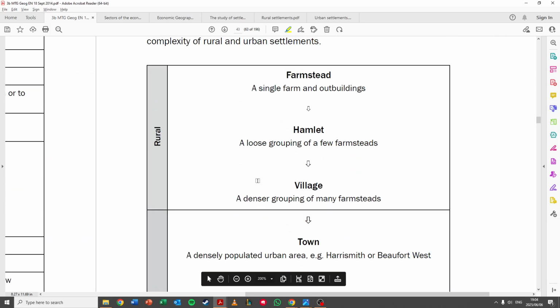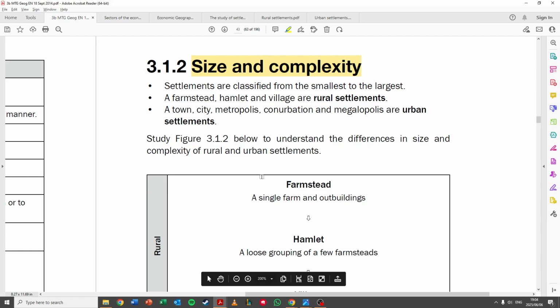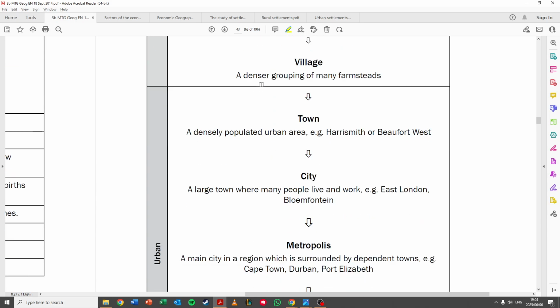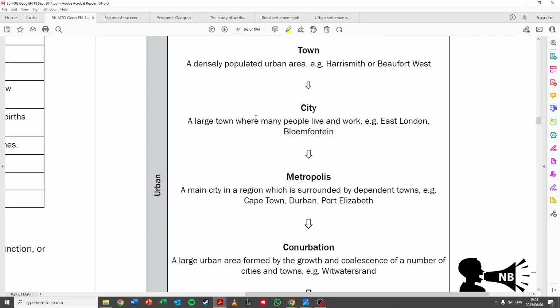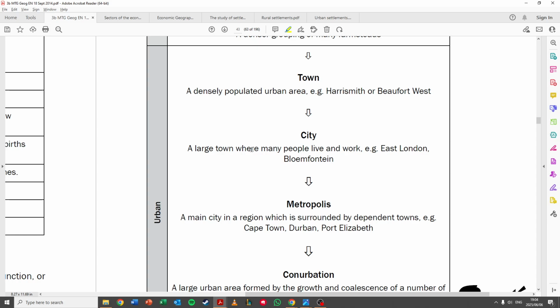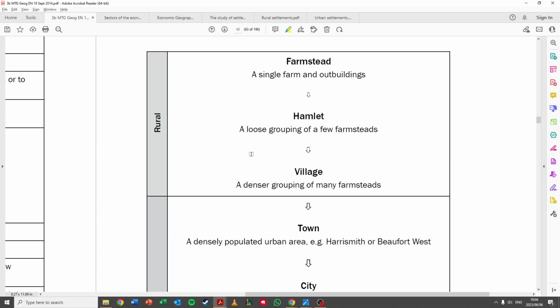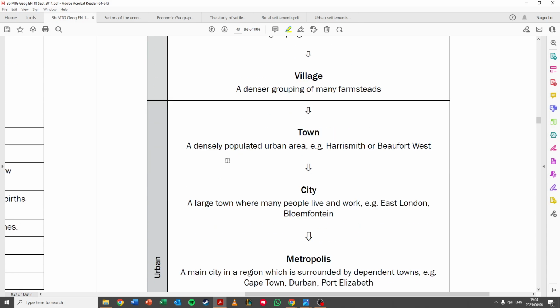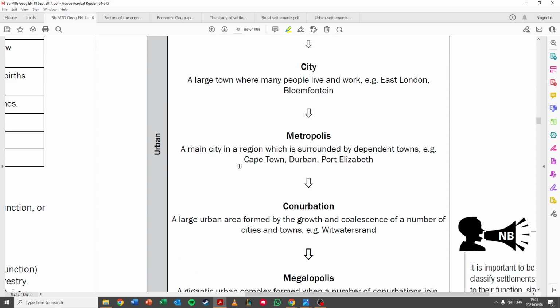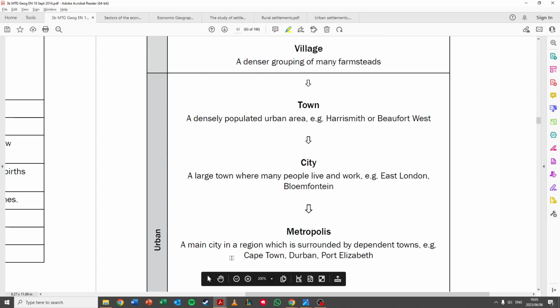Then something that they really like to ask is simply the size and complexity. They won't typically ask you to range it from the smallest part of a rural settlement all the way to the biggest part of an urban settlement. What they will most likely do, from what they have done in the past, is ask you whether a hamlet is a rural or an urban settlement. They can also ask you to identify what the settlement is, or they can mention one of these and once again ask what it is.